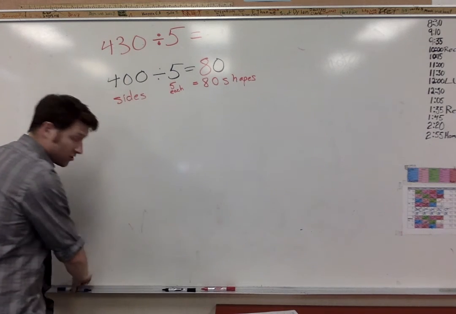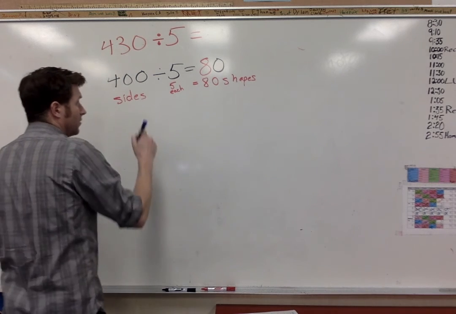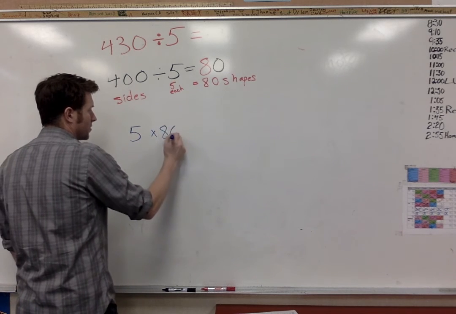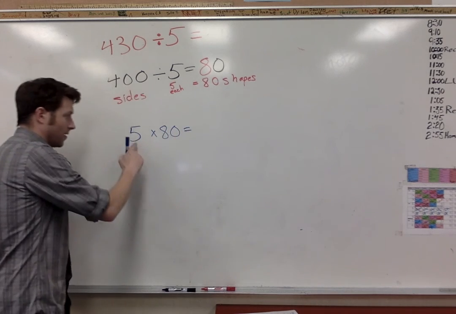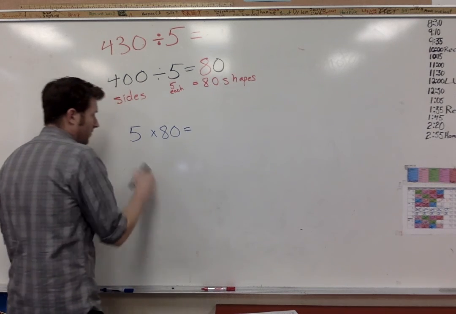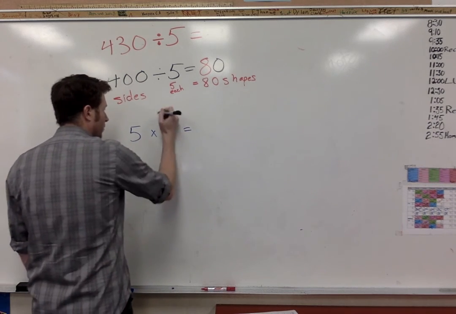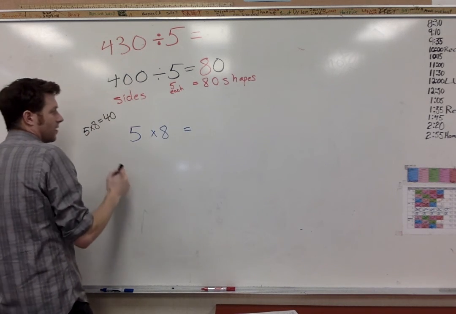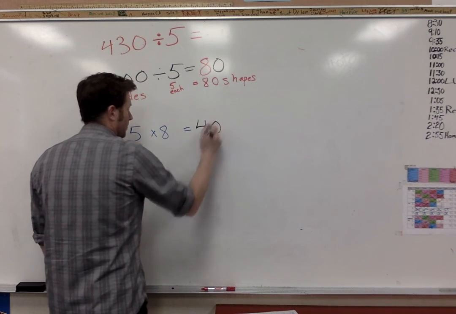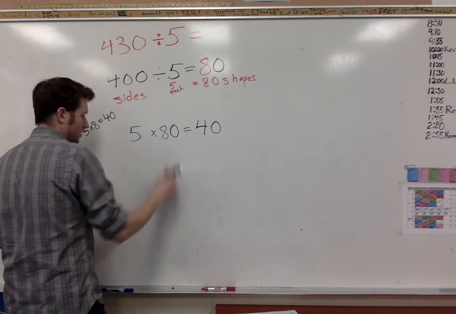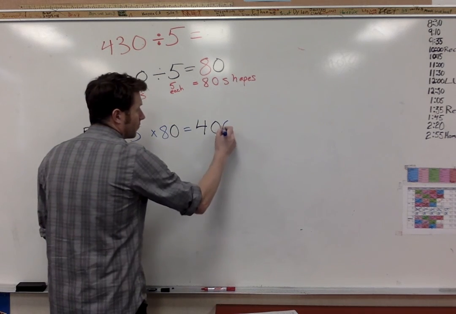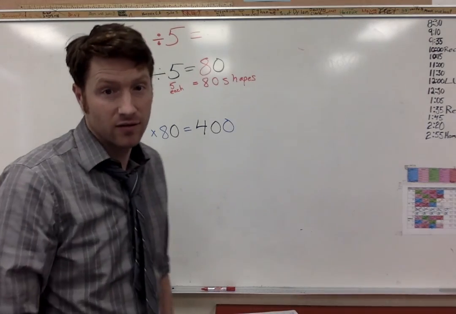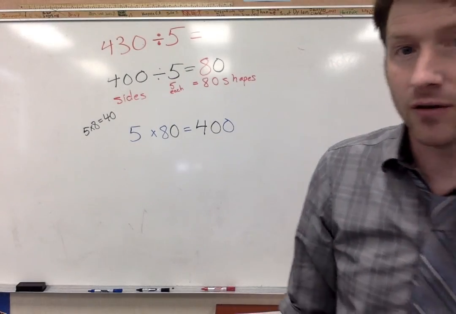If you want to check your answer to make sure that you're doing it right, we can do it this way. We have 5 sides times 80 shapes equals how much? And this is where we hold those zeros again. 5 times 8 is 40. Hold on to our zero. 5 times 8 equals 40. So we know that 5 times 80 is going to equal 400. Well, it looks like we got our answer right. Now this time I'm not going to give you the answer after the video. See if you can figure it out yourself.